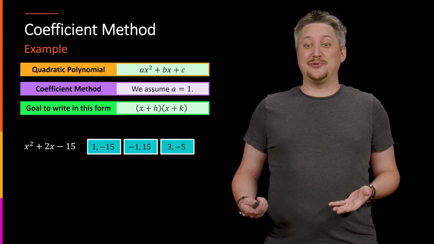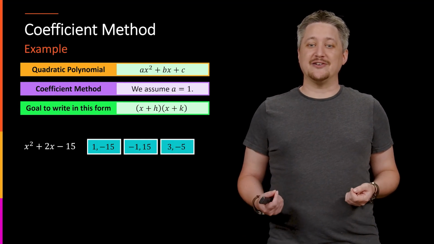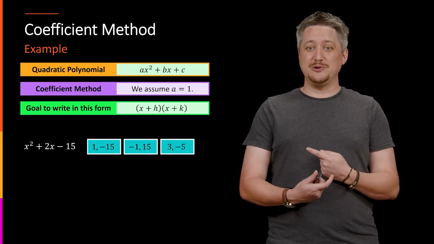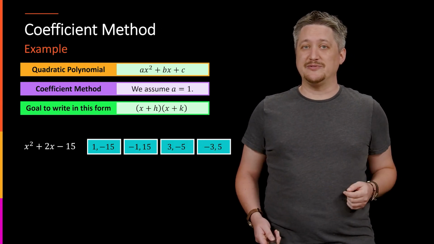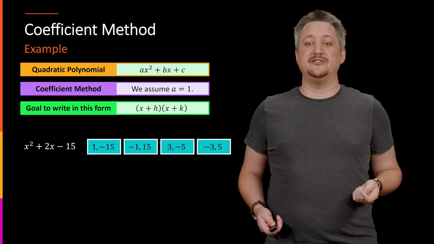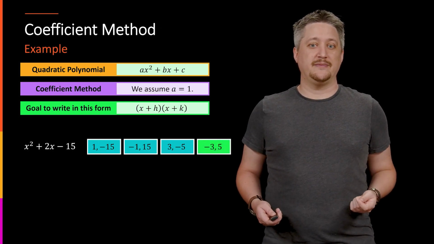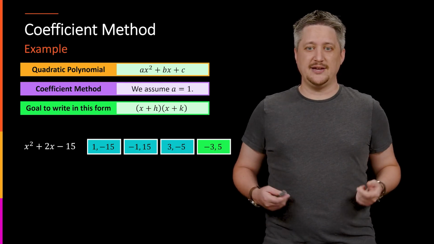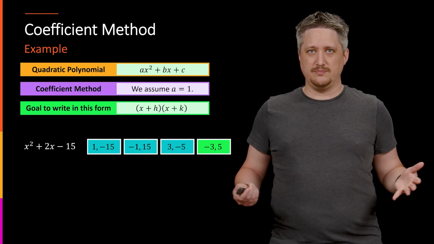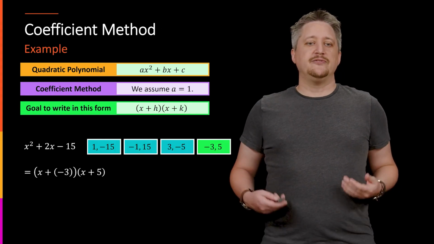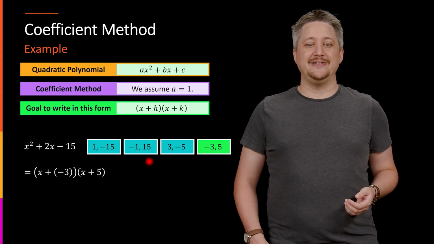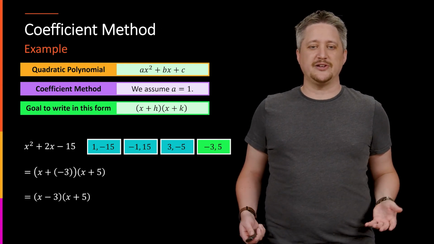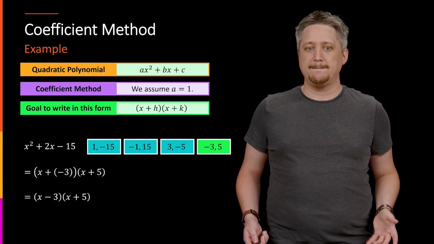So keep going, 3 and negative 5. Adding those together, I get negative 2. Right number, wrong sign, but that usually means I can switch the sign and look at negative 3 comma 5. Adding those together gets me positive 2. That's the one I want, right? And again, I plug this into my form for that h and k. It doesn't matter which one I make which. They're interchangeable. So that gets me x plus negative 3 and x plus 5, which, when I clean it up, is x minus 3 times x plus 5, okay?